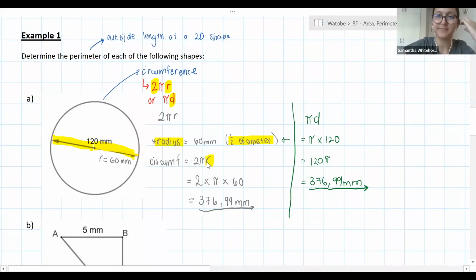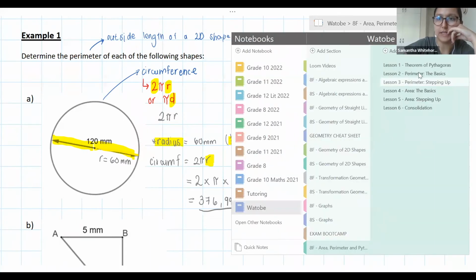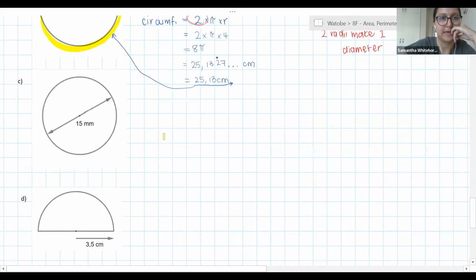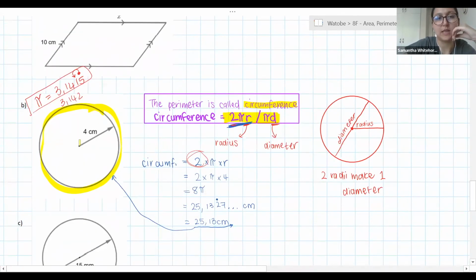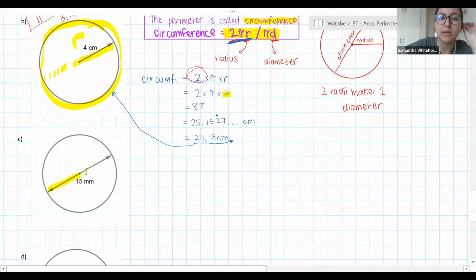So if another question pops up like this, you'd have to halve the measurement to get the radius? Not necessarily. If we have a look at the one that we did last week, I gave you 4 centimeters. Because that 4 is only half of the length across the whole circle, that is automatically my radius. So I didn't have to halve that. I just substituted it in as 4 because that was the radius. But in the case of me giving you the whole length across the circle, so giving you the diameter, then you would have to. Okay. Thank you, ma'am. Okay, sure.